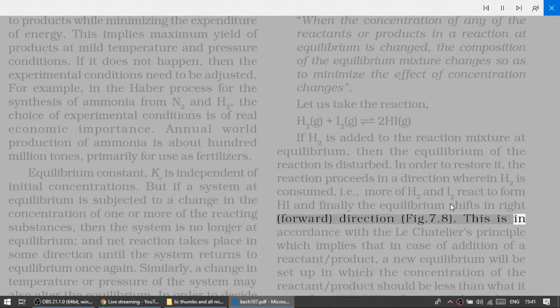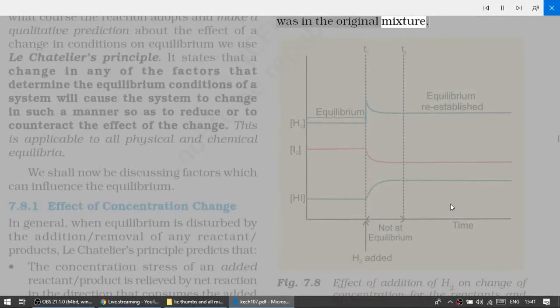This is in accordance with Le Chatelier's principle, which implies that in case of addition of a reactant or product, a new equilibrium will be set up in which the concentration of the reactant or product should be less than what it was after the addition but more than what it was in the original mixture.